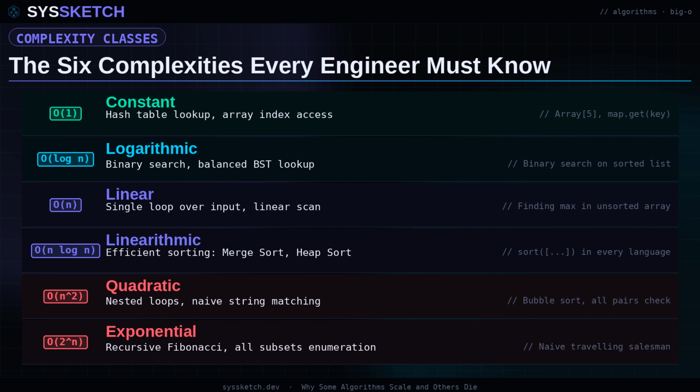Fifth is O of n squared, quadratic. Nested loops. Every element compared against every other element. Bubble sort is the textbook example, but naive duplicate detection, certain graph algorithms, and poorly written join operations can all land here. This class is survivable at small scale and catastrophic at large scale. Sixth is O of 2 to the n, exponential. Brute force search over all subsets, the naive traveling salesman solution, recursive Fibonacci without memoization. These algorithms are only usable when n is small, typically under 30 or 40, because the operation count explodes so fast that no machine can keep up.